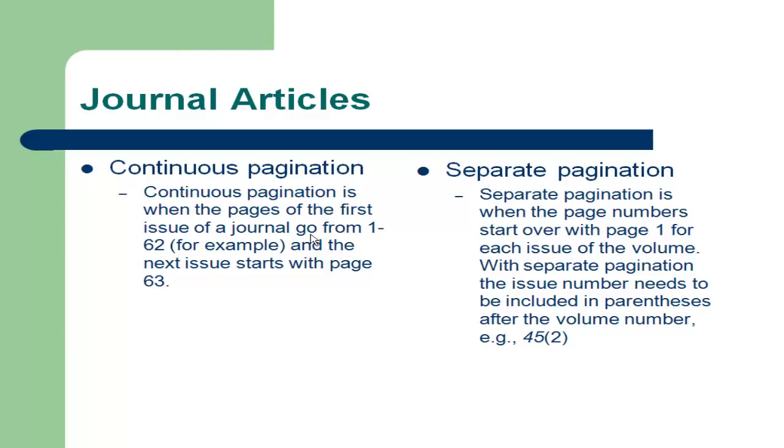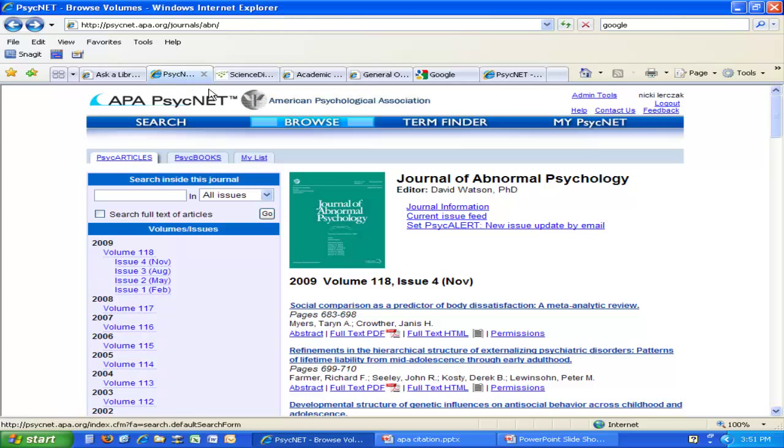Continuous pagination is when the first issue of a journal goes from, let's say, page 1 to page 62, and then the next issue starts with page 63. So in any given year, you have a volume from a journal, and over the course of that year, that volume breaks up into multiple issues. For instance, here is the Journal of Abnormal Psychology. You'll notice that we are looking at the 2009 volume 118, issue number 4, which goes with November.